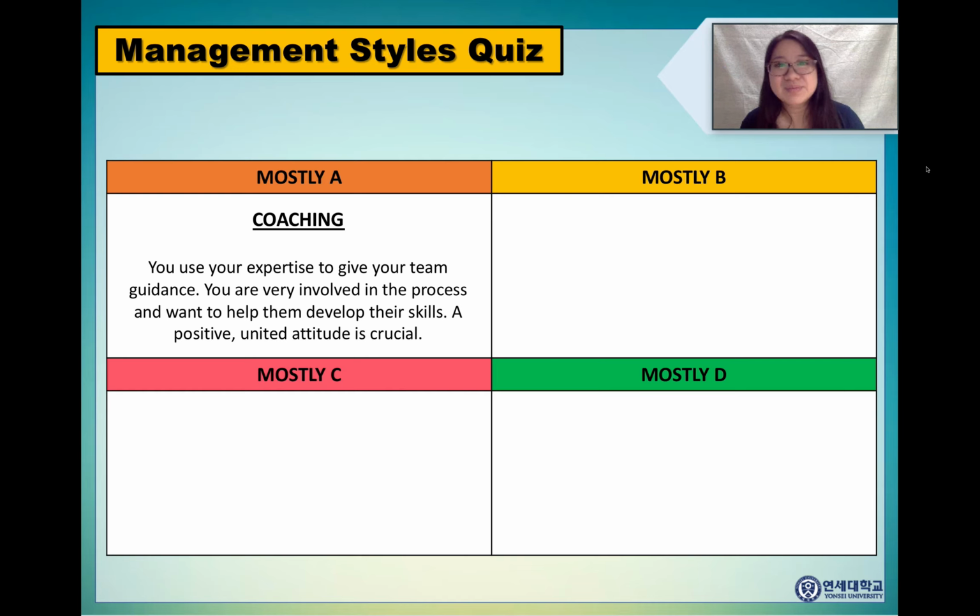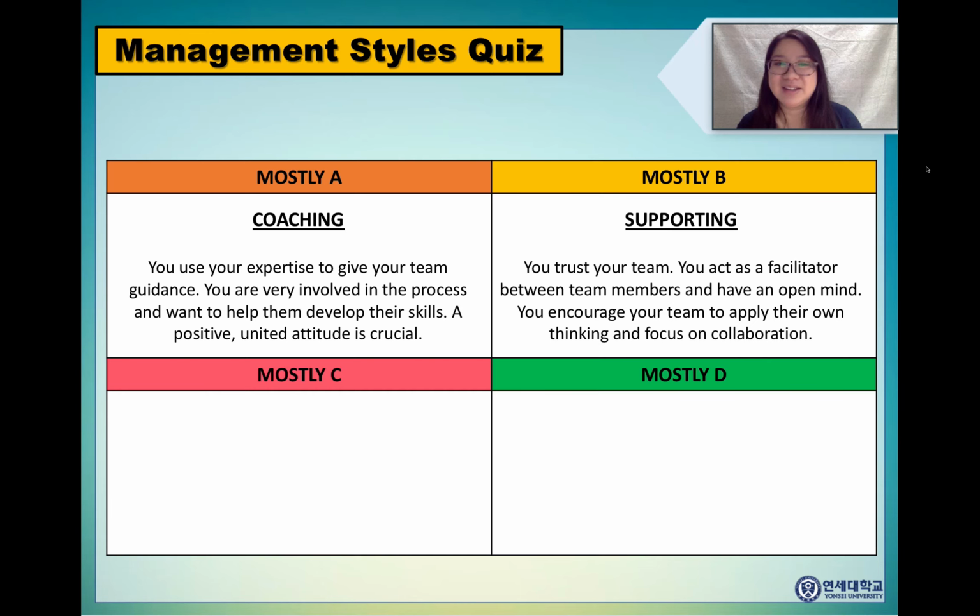If you answered mostly B, you are a supporting type of manager. You trust your team. You act as a facilitator or a negotiator between team members, and you have an open mind. You encourage your team to apply their own thinking and focus on collaboration. In this situation, you are also focused on the people in your team, but you're a little more distant and you become a moderator for their work.